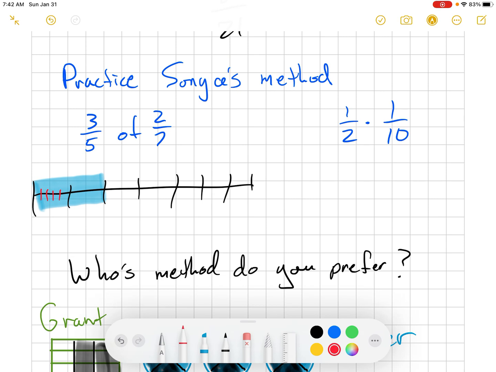Did I do that right? 1, 2, 3, 4, 5, and we repeat that for each of the seven sections.